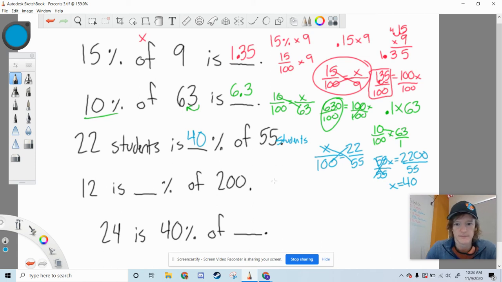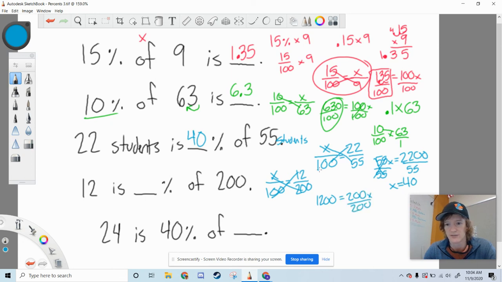12 is what percent of 200? Well, then we'll just solve a proportion. 12 times 100 is 1200 equals 200x. Divide by 200, divide by 200. I can divide these by 10. Divide these by 10. 12 divided by 2, 6.